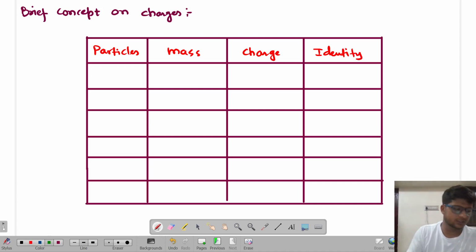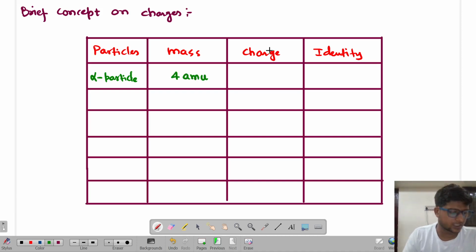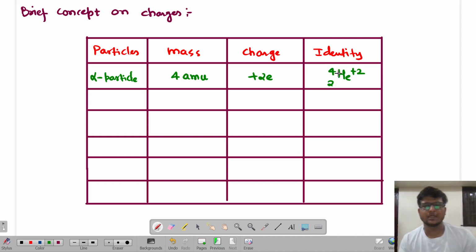Let us consider the first one, which we call the alpha particle. Alpha particle has mass 4 AMU. Charge is plus 2e. It is denoted as helium, He with superscript 4 and subscript 2, which represents the helium atom. If I take two electrons out of it, we call it an alpha particle. Are you able to get me or not?